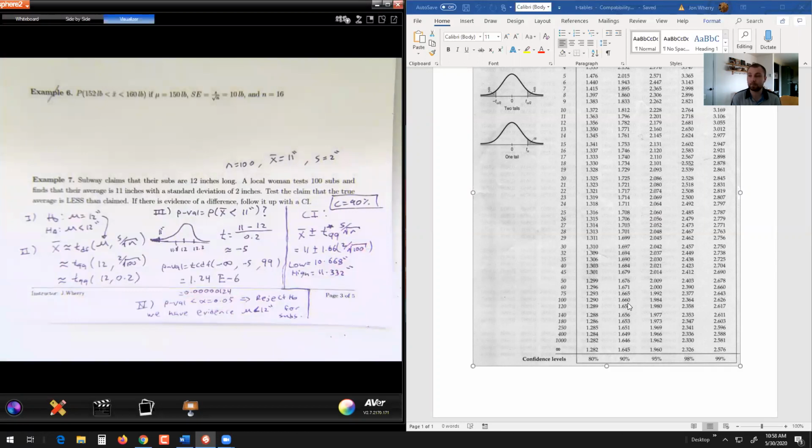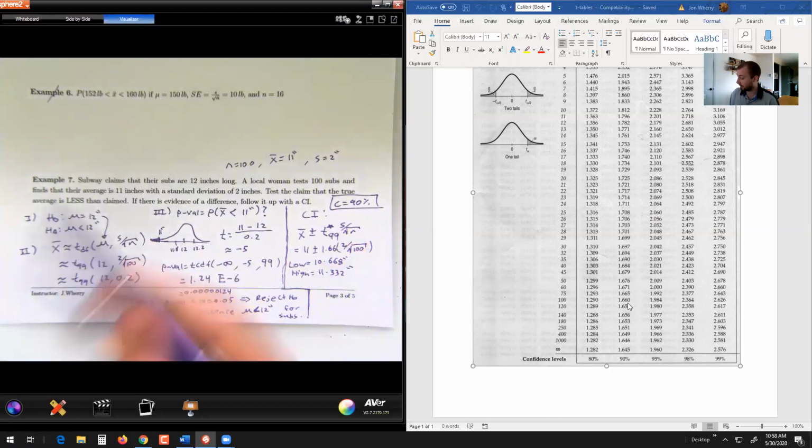So if someone asks me, how long do you think sandwiches actually are at Subway? I would say I'm 90% confident that the average sub length at Subway is between 10.668 inches and 11.332 inches. This result is statistically less than 12 inches. Testing that gave me a p-value of 1.24 times 10 to the negative 6, a really, really small p-value.